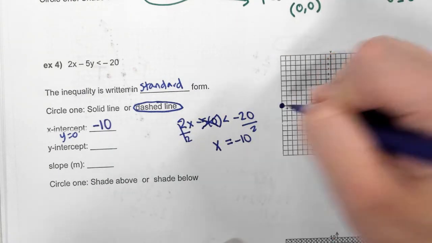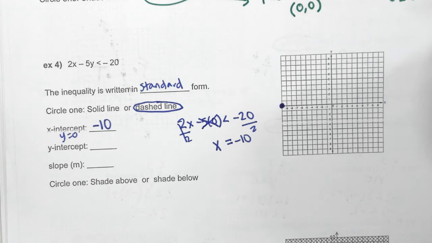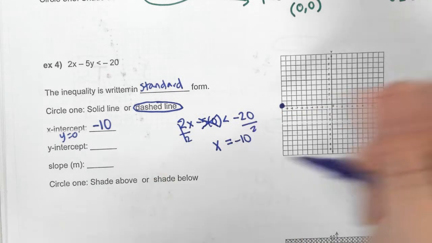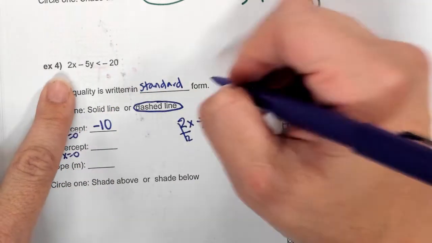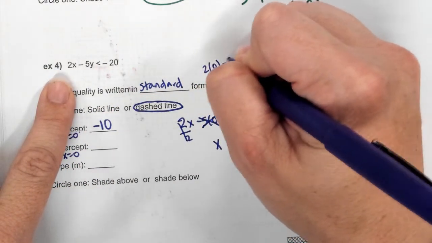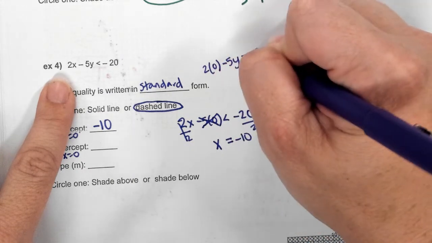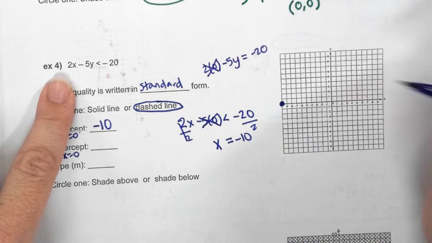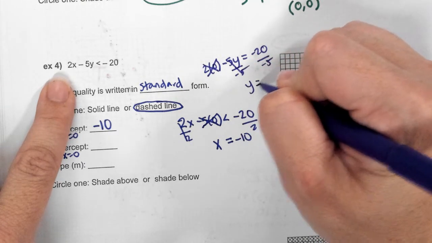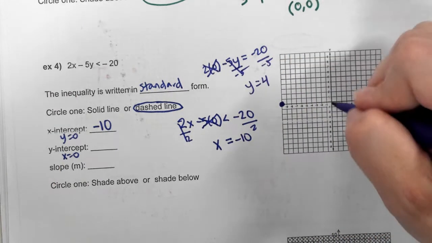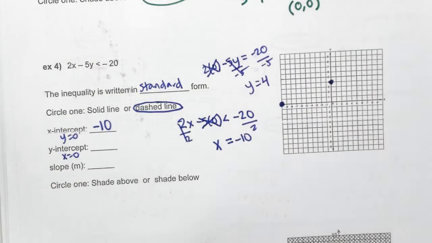Yes. Barely. Now, what if it was like negative 15 and I couldn't plot it? What do you think you should do? You would have to find your Y-intercept, right? Okay. Now, you can find your Y-intercept. That's where X equals 0. So 2 times 0 minus 5Y equals negative 20. Anything times 0 is 0, so divide both sides by negative 5. And I get Y equals what? 4. So I should cross here.